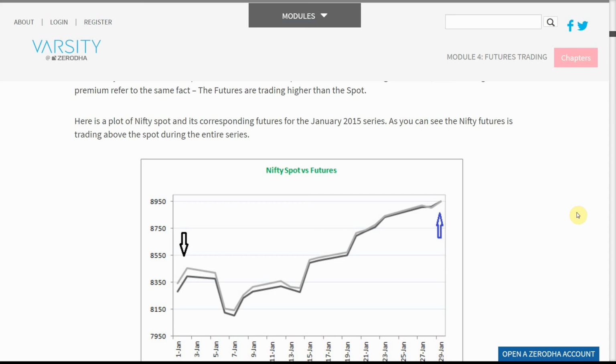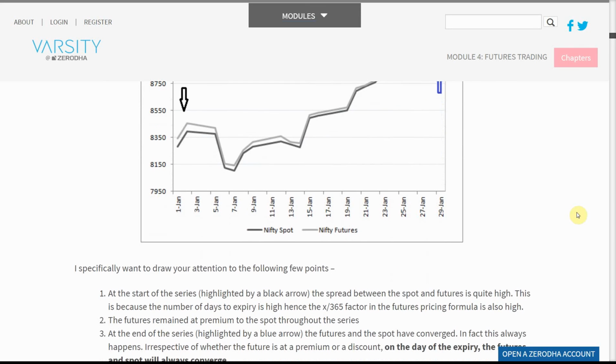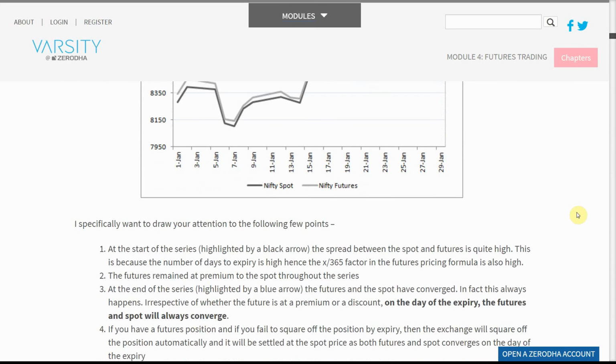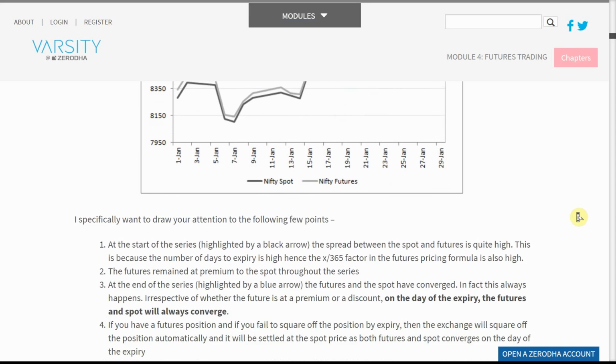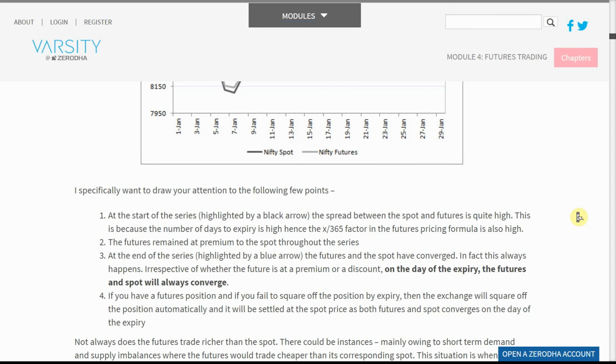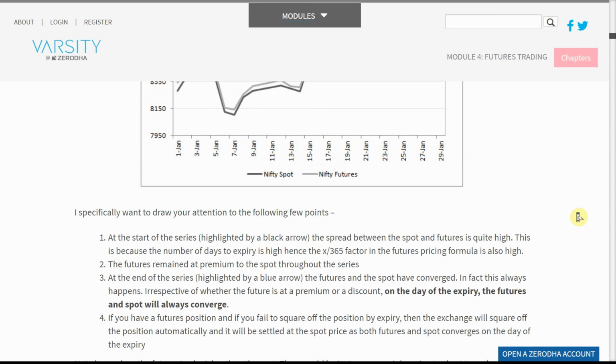As you can see, the Nifty futures is trading above the spot during the entire series. I specifically want to draw your attention to the following few points. At the start of the series, highlighted by a black arrow, the spread between the spot and futures is quite high. This is because the number of days to expiry is high, hence the X/365 factor in the futures pricing formula is also high. The futures remained at a premium to the spot throughout the series.